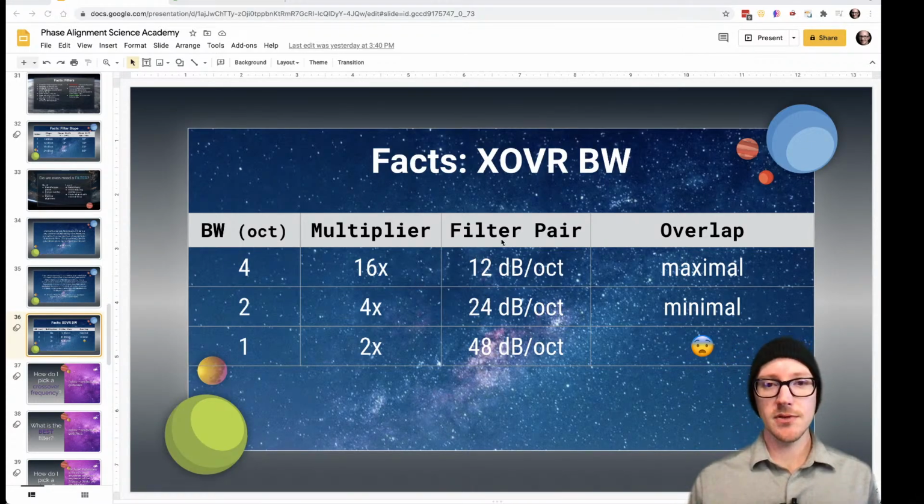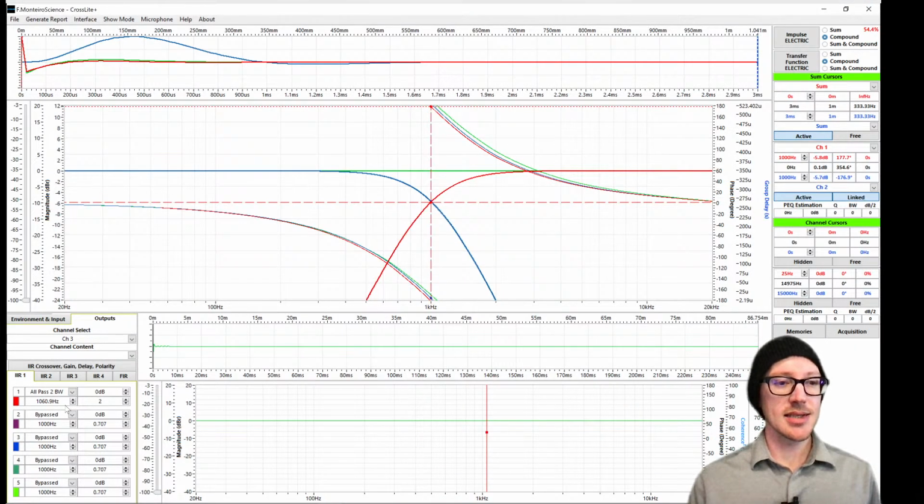So it's just interesting to see here that what I have in this table is that, if you have a filter pair, you're creating a crossover using 24 dB per octave, fourth order filters, that you should expect to see a bandwidth of 2. So also interesting for me to see that this all-pass filter has a bandwidth of 2, and the phase matches here, okay?